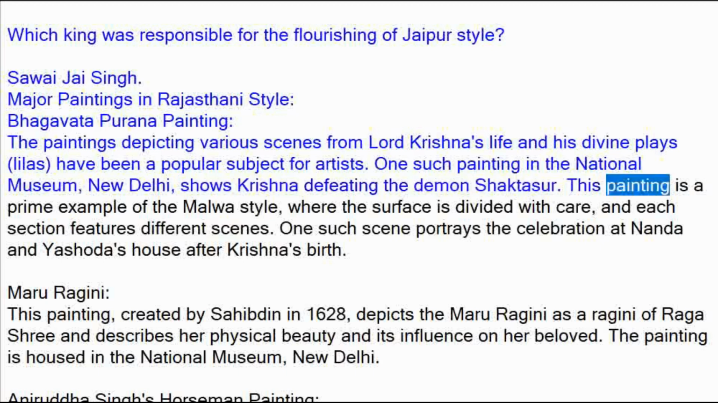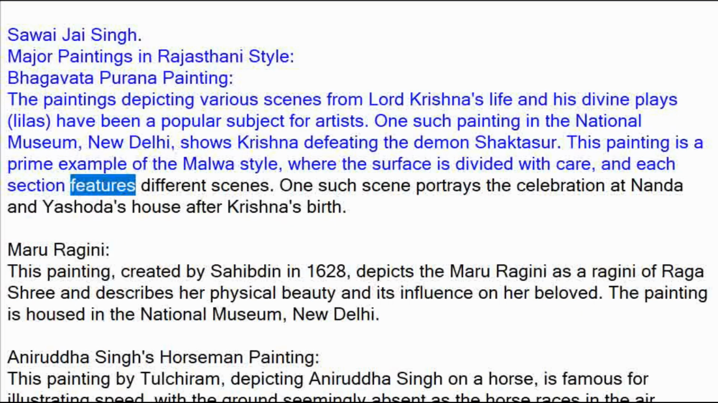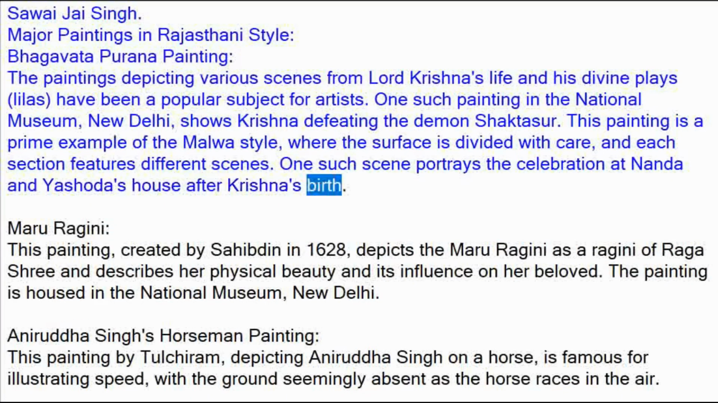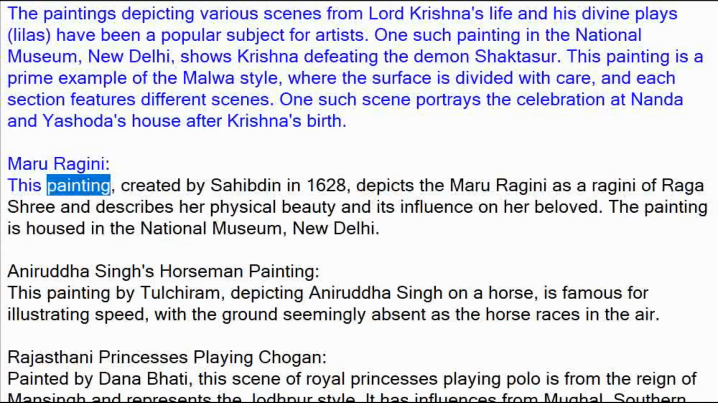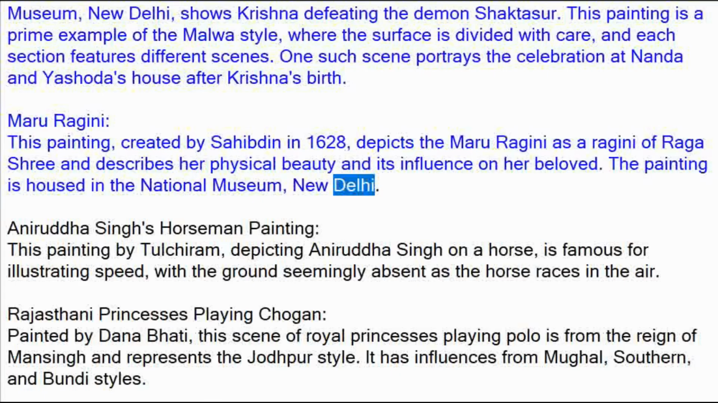This painting is a prime example of the Malwa style, where the surface is divided with care, and each section features different scenes. One such scene portrays the celebration at Nanda and Yashoda's house after Krishna's birth. Maru Ragini. This painting, created by Sahibdin in 1628, depicts the Maru Ragini as a Ragini of Ragashri and describes her physical beauty and its influence on her beloved. The painting is housed in the National Museum, New Delhi.